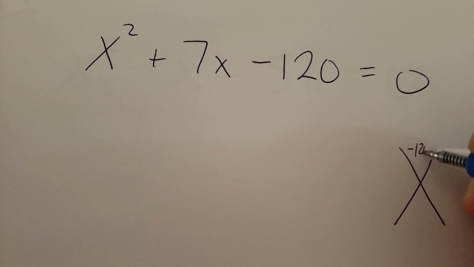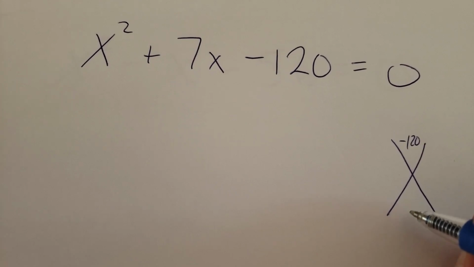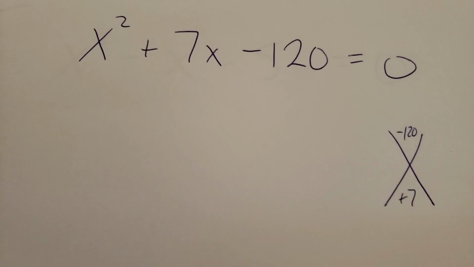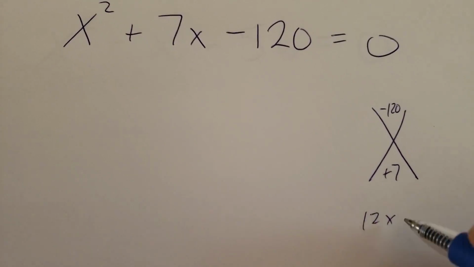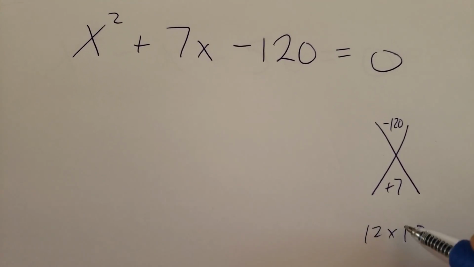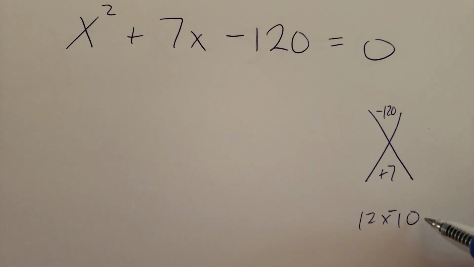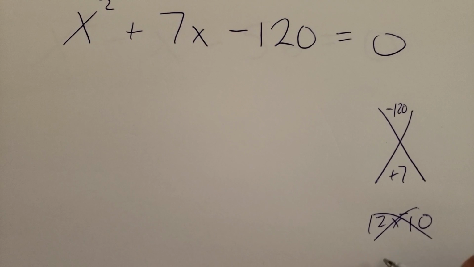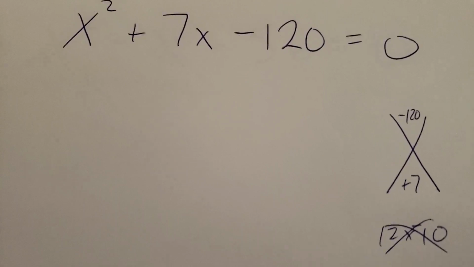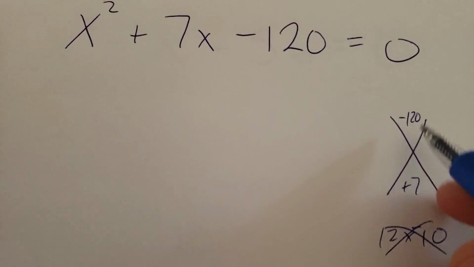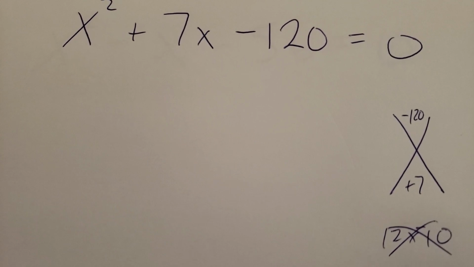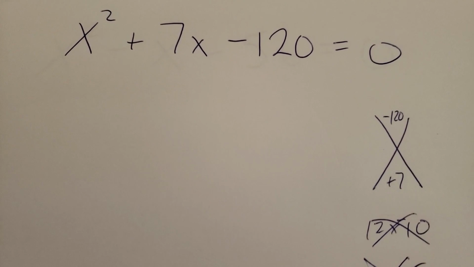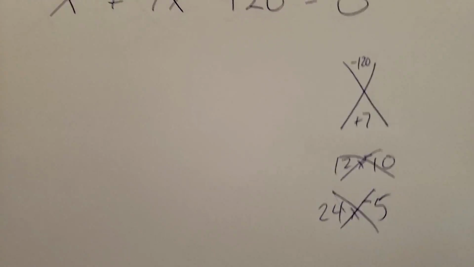Negative 120 up here, and we got positive 7 down here, which means my bigger number will be positive. 12 times 10. Even if I make the bigger one positive, whenever I add it, it's going to make 2. No good. If I try 5 and negative 5, that would be twice 24, and 24 minus 5 does not make 7. No. So this one's a bit of a doozy.